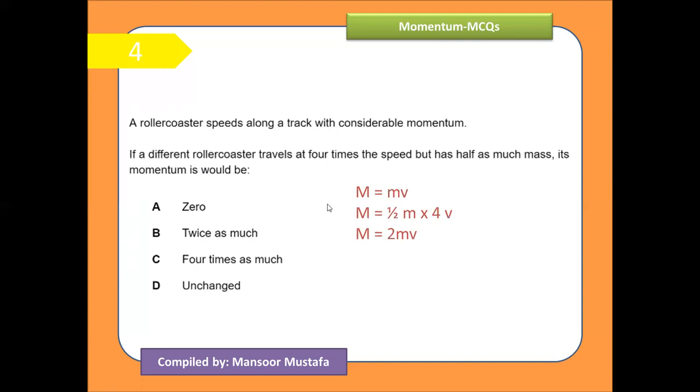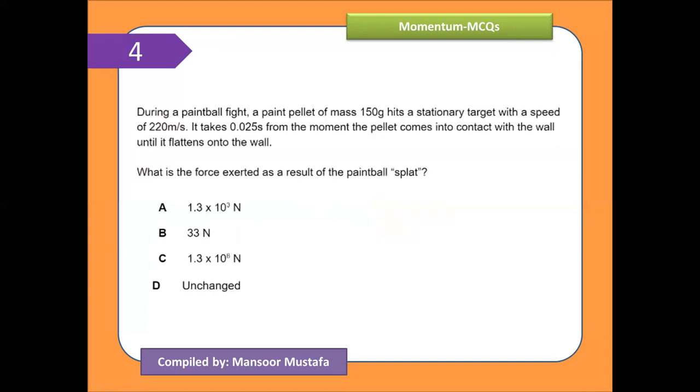Now let's solve this question. According to the given statement, mass is half of the previous one and speed is 4 times. So if we solve it, we get 2mv. Now this 2mv represents that the momentum of roller coaster Y will be twice as much as the momentum of roller coaster X. So option B is the correct one. Now we move to the next question.